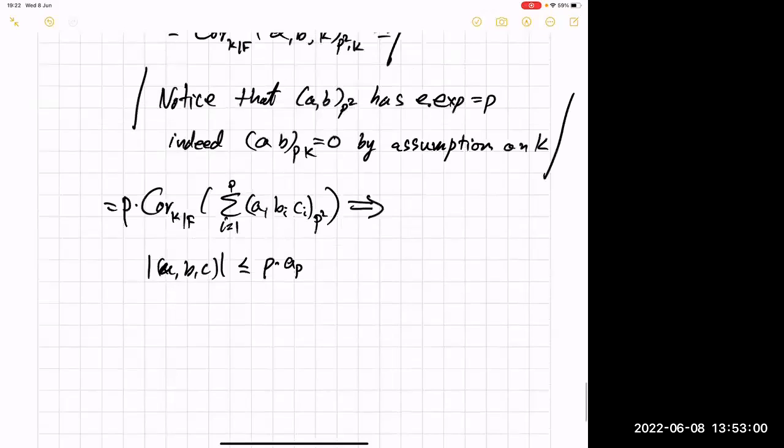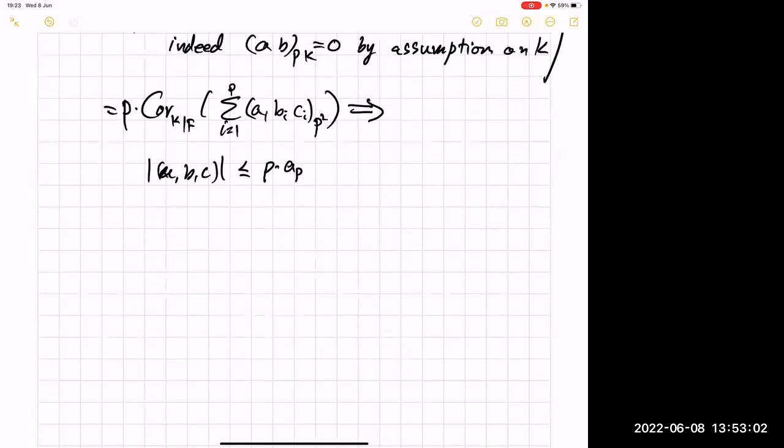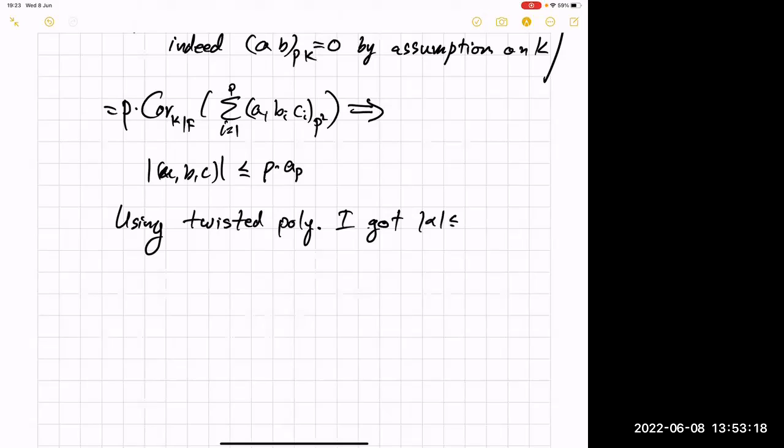But the bound is P times A_P, and the bound I got, using twisted polynomials, is that the bound is at most A_P. So it's better. I'm not sure how much better, but it is better. So you can write it down as a new result. In any case, that's all I wanted to say. Thank you very much.